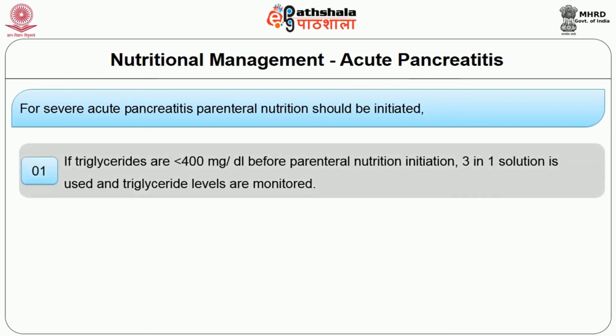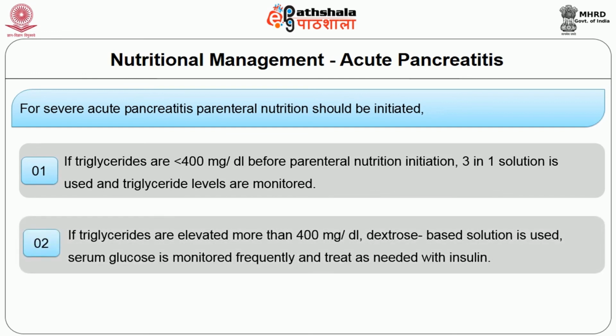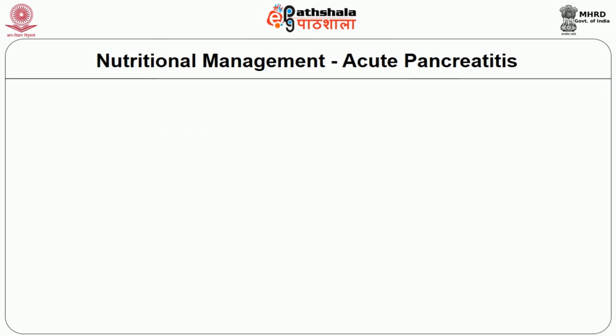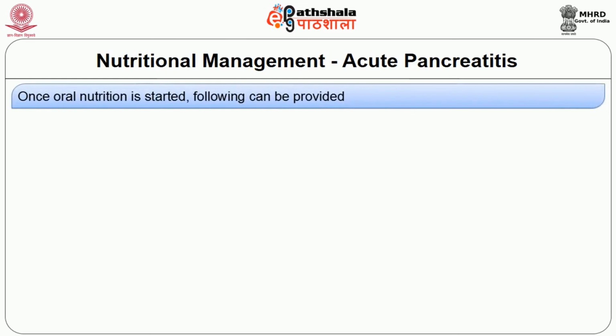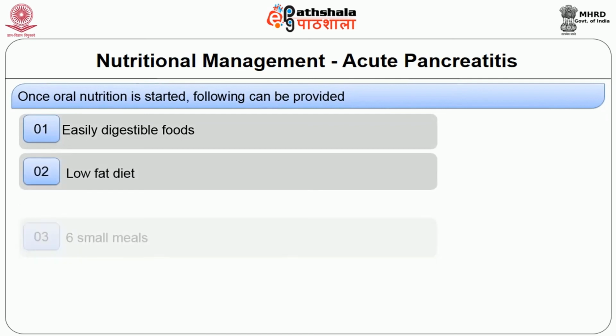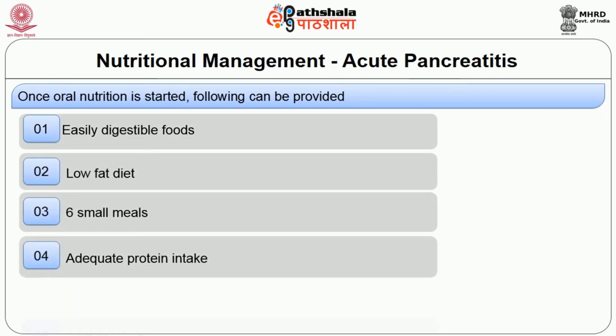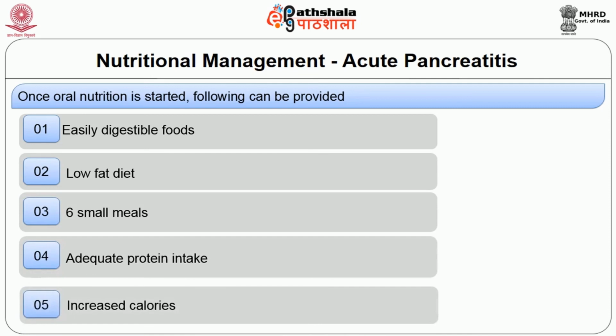If triglycerides are less than 400 mg per 100 ml before parenteral nutrition initiation, 3-in-1 solution is used and triglyceride levels are monitored. If triglycerides are elevated more than 400 mg, dextrose based solution is used. Serum glucose is monitored frequently and treated as needed with insulin. Once oral nutrition is started, the following can be provided: easily digestible foods, a low fat diet, 6 small meals, adequate protein intake and increased calories.